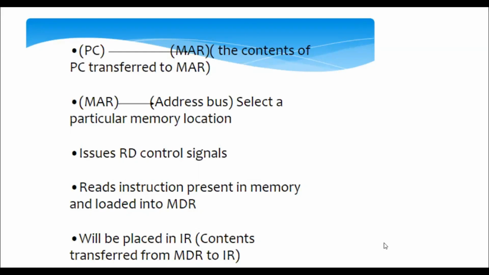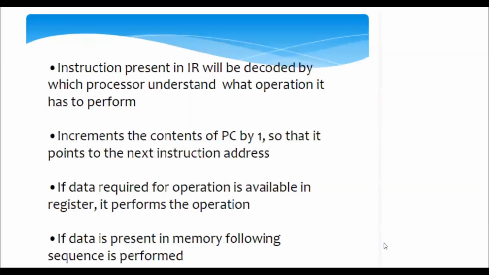So it will be placed in the IR. The IR is the instruction register, so the contents are transferred from the MDR to the IR. The instruction present in the IR will be decoded so the processor understands what operation it has to perform. Then it increments the contents of the PC, or the program counter, by 1, so that it always points to the next instruction's address.